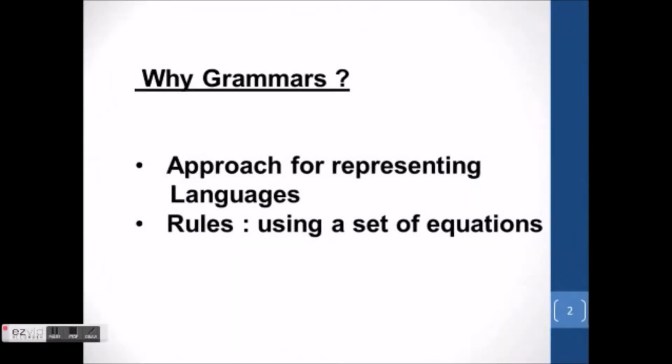The topic from my side is going to be grammars. So let's start with the presentation. Grammars. Okay, so what do you mean by grammars and why grammars?